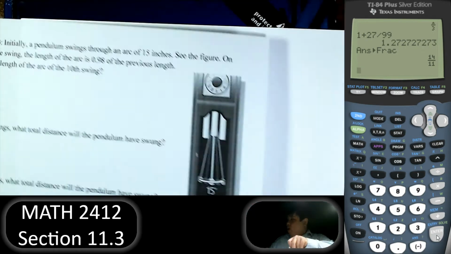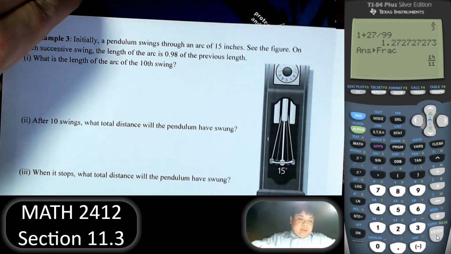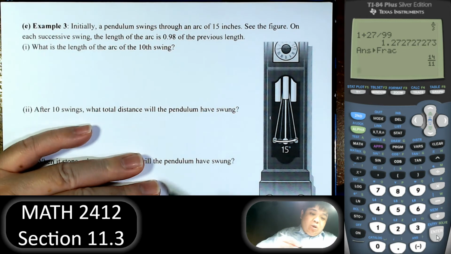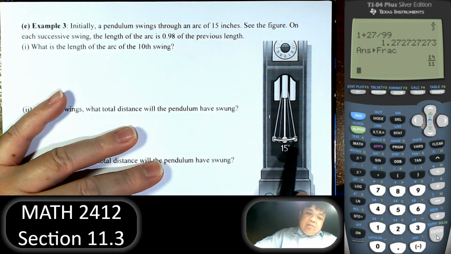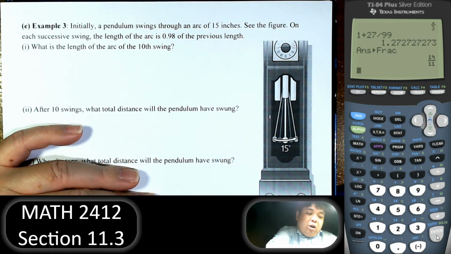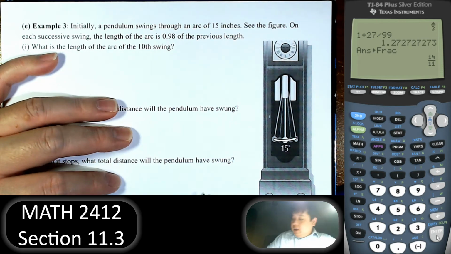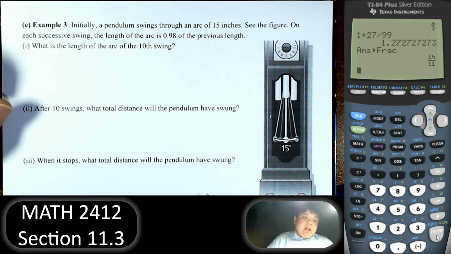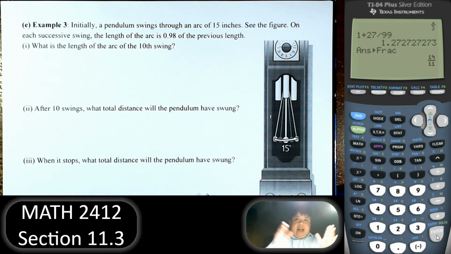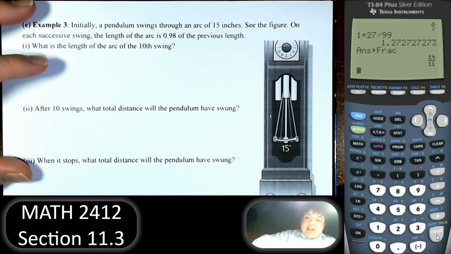Now let's look at one application. Initially, a pendulum swings through an arc of 15 inches, like that. On each successive swing, the length of the arc is 0.98 of the previous one. What is the length of the arc of the 10th swing? Alright, so the original is 15 and each one afterward is 0.98 of the previous.